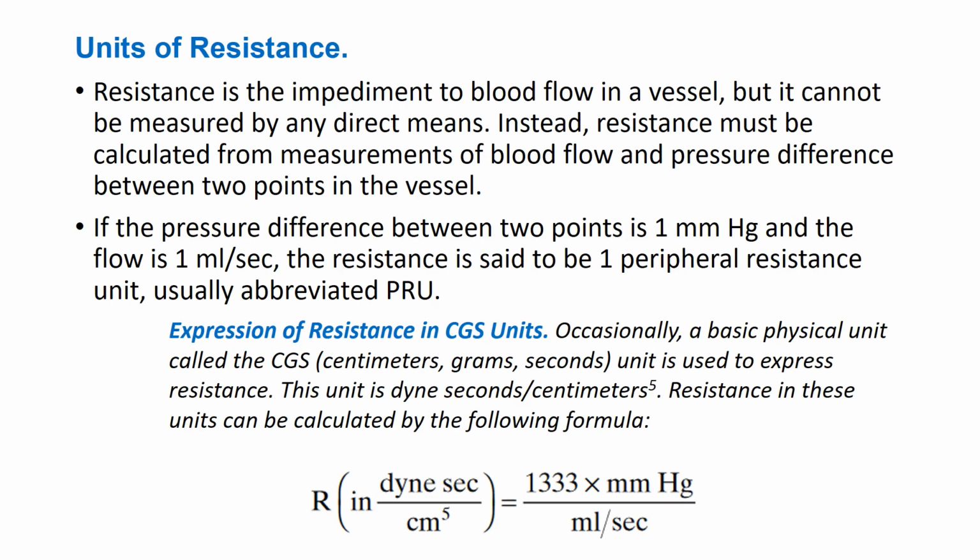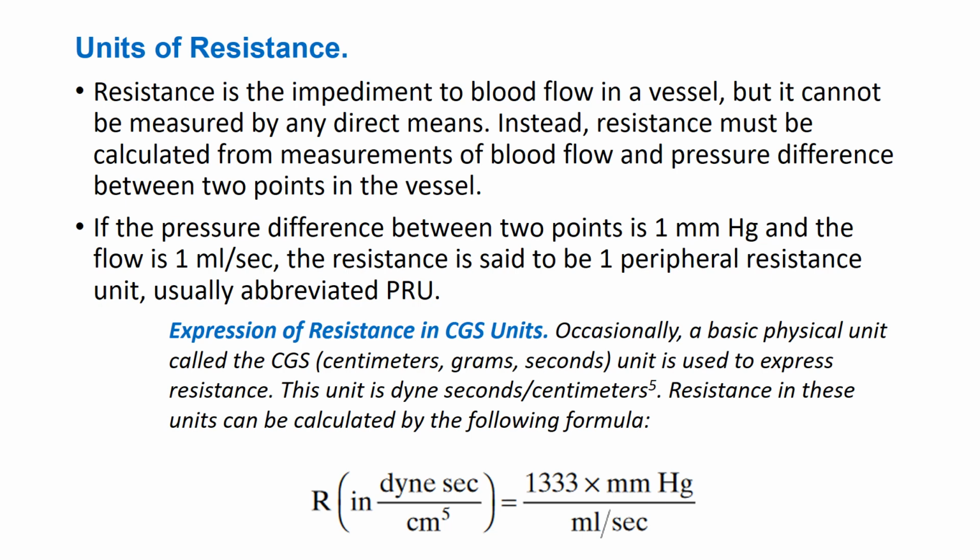Units of resistance. Resistance is the impediment to blood flow in a vessel, but it cannot be measured by any direct means. Instead, resistance must be calculated from measurements of blood flow and pressure difference between 2 points in the vessel. If the pressure difference between 2 points is 1 mm of mercury and the flow is 1 milliliter per second, the resistance is said to be 1 peripheral resistance unit, usually abbreviated PRU.